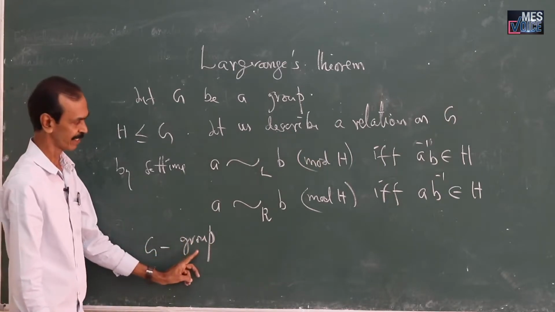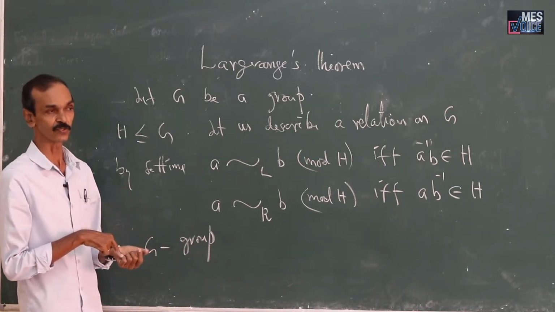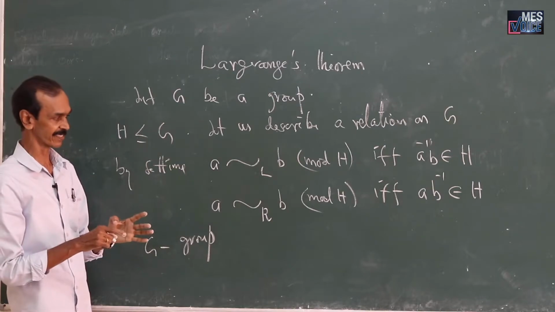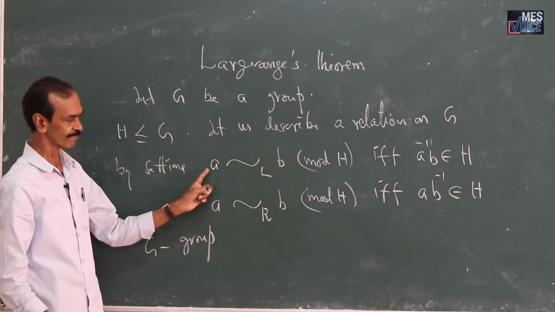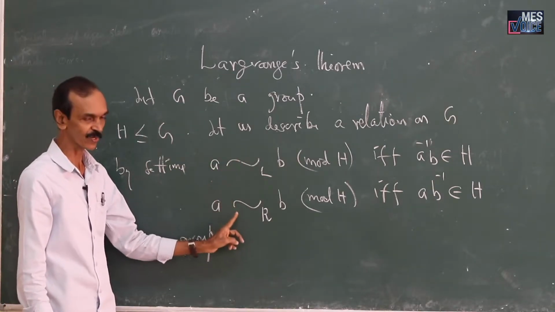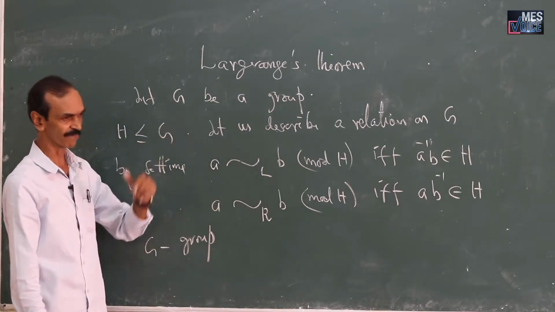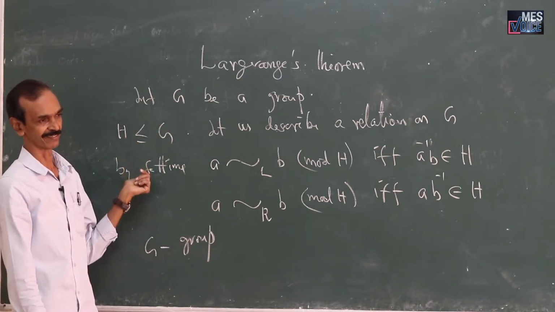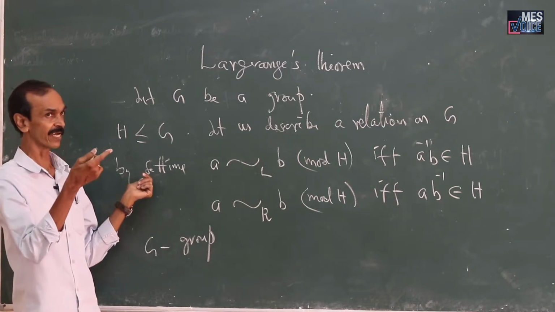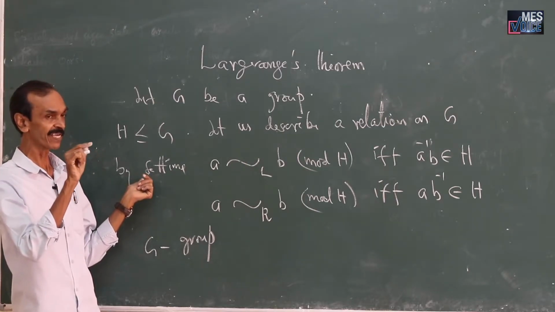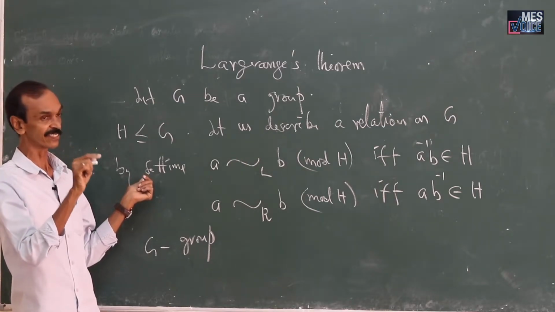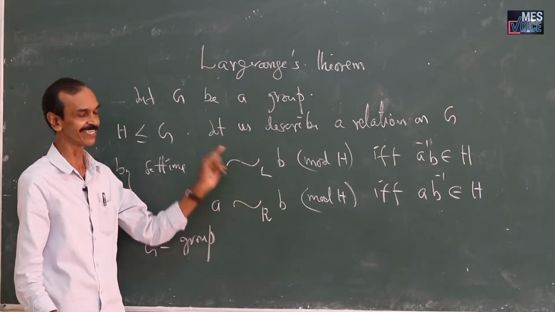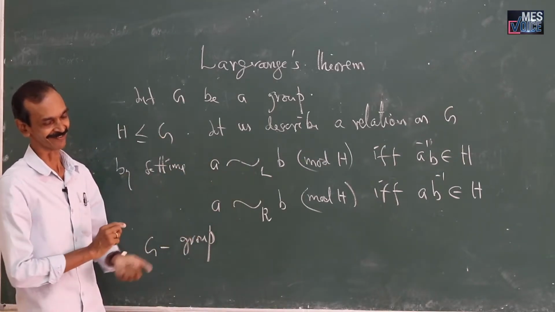This group G can be partitioned into mutually disjoint equivalence classes by using this relation as well as this relation. Take any one of them and think of its partition. We are going to recognize a typical equivalence class of this particular equivalence relation. That is our task now.